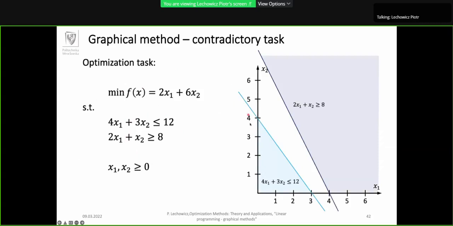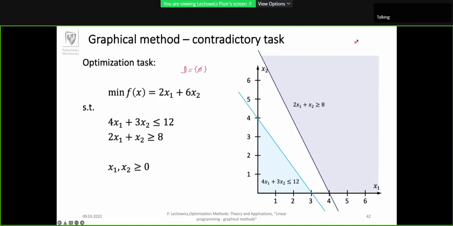So if we draw these constraints, we can observe that the point should be below this line, and at the same time, the point should be above this line. So the feasibility set is empty. Our feasibility set is empty. It doesn't contain any points.